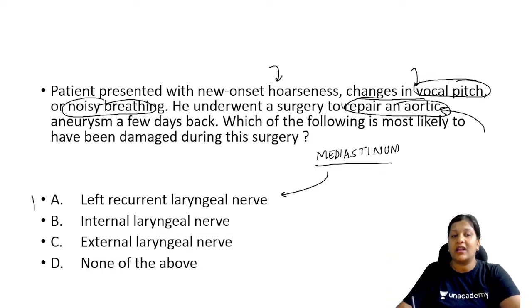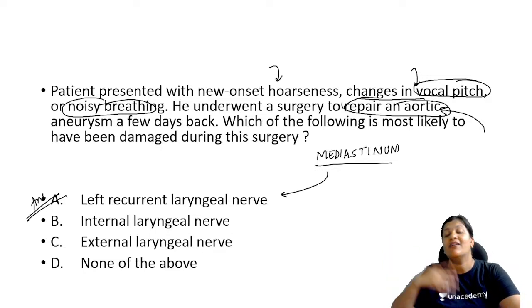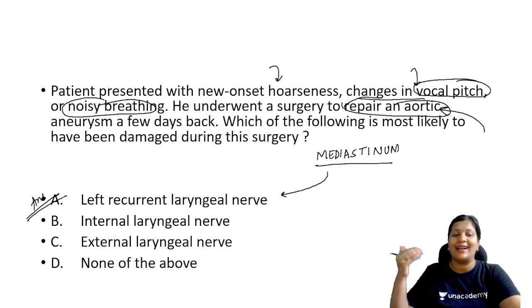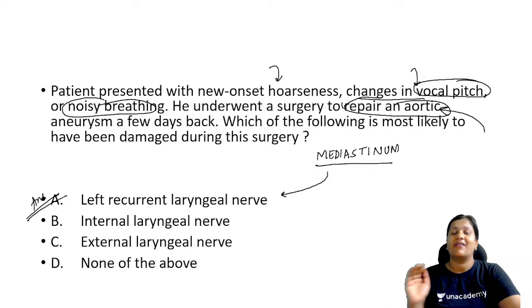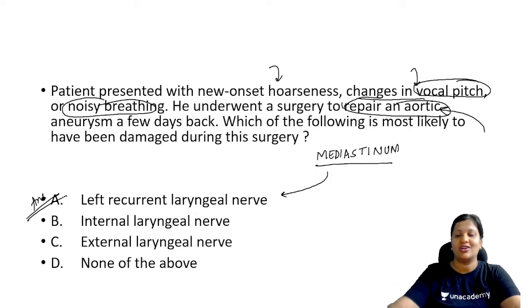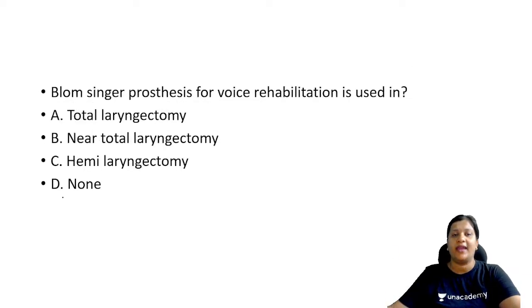So here we can attribute this mainly to the left recurrent laryngeal nerve, because the rest of the nerves, whether it is internal, whether it is external, or the right recurrent laryngeal nerve, do not travel in the mediastinum at all. So the possibility of them getting damaged after aortic aneurysm surgery is bleak. Hence, our answer will be left recurrent laryngeal nerve. Okay, let's go to the next question.